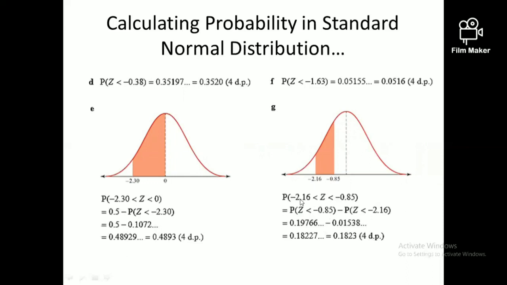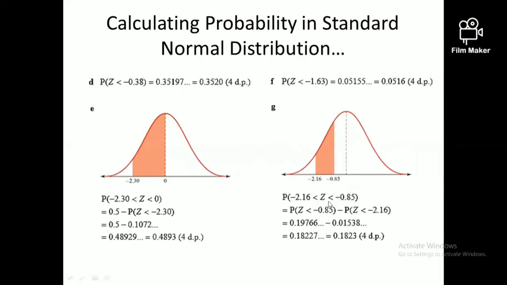The next one is we need to find the probability of Z is in between minus 2.16 to 0.85. That is this area. There's a similar area 0.85 to 2.16. This is in between. If you want to get that area, what do you need to do?